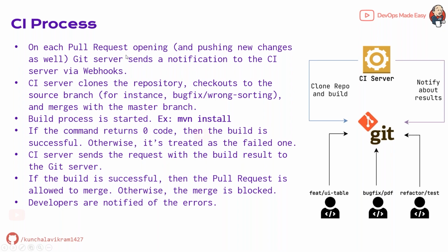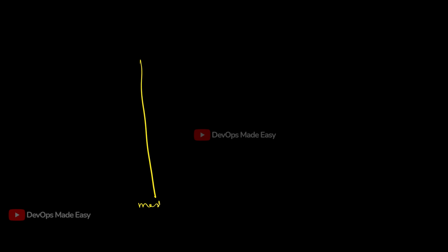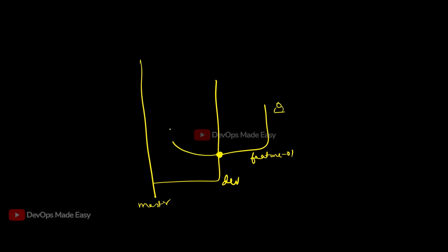Say there is a master and a dev line, and from here some features are coming up. Someone branched out from this point and is working. So this is one developer, and this is one more developer, working on feature 2. Now on the feature one branch, the developer is committing a lot, and this guy is committing in his own branch.